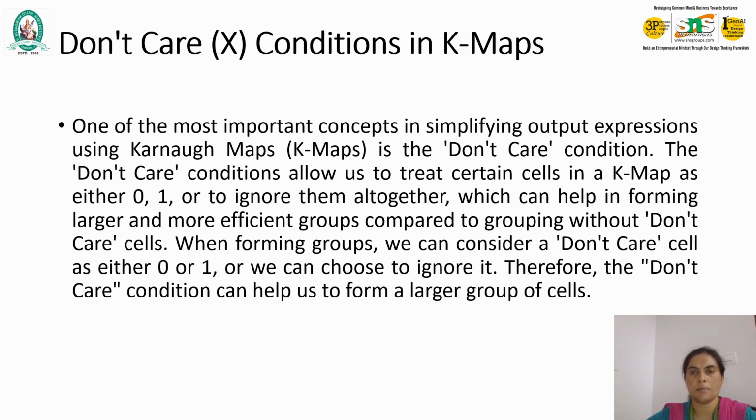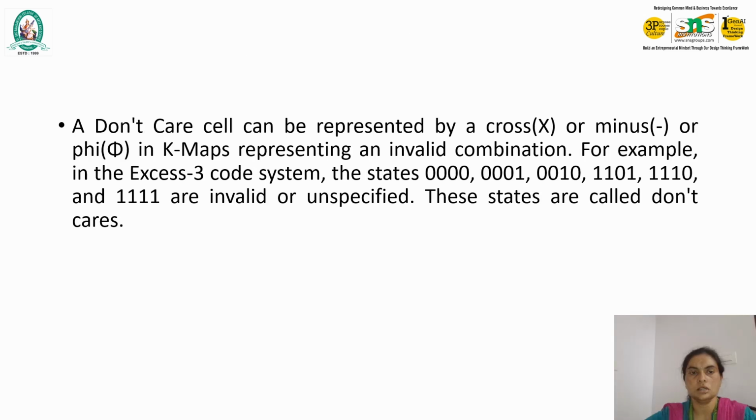When talking about K-maps, there are certain rules to follow in grouping. The group size has to be 2, 4 or 8, and there are certain do's and don'ts in the K-map. But this can be overcome by using a don't care condition, which has little relaxations compared to the K-map conditions. A don't care cell is represented by a cross X or a minus symbol, and in the K-map it represents invalid combinations.